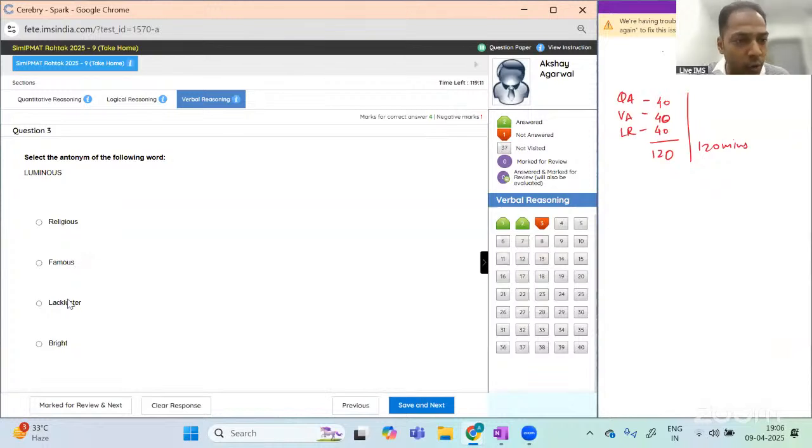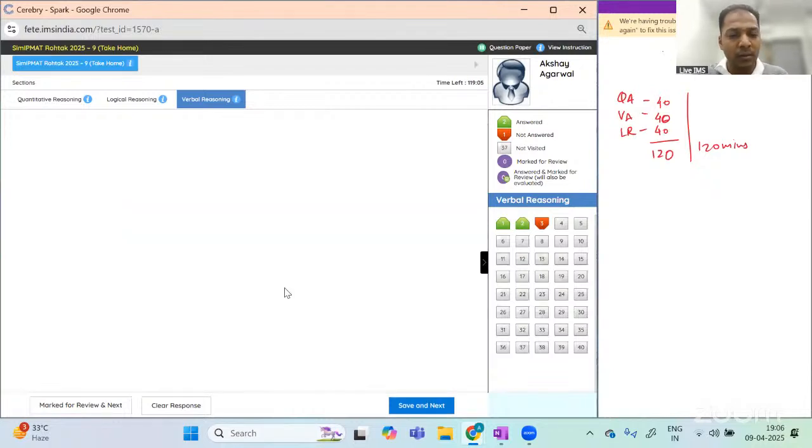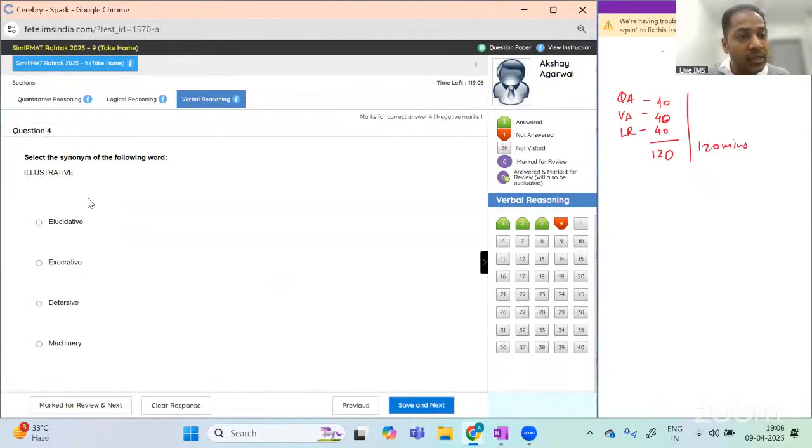Quite easy, straightforward. Luminous, antonym. So luminous is lit. Lackluster, I think, would be the antonym. Illustrative, synonym. Elucidative would be the synonym. Conservative. Okay, conservative, maybe unprogressive would be the most appropriate word.